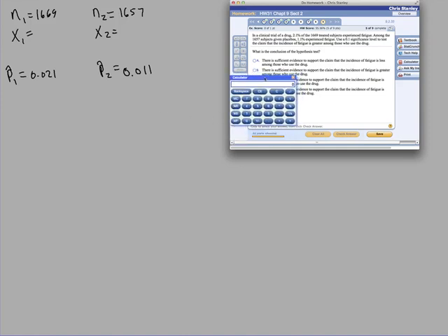Okay, so to find the first x, I do 1669 times 0.021, which is 2.1%, and 35. So I'll go ahead and just round normally to 35. Now I want to come over, let's clear that out, and I want to find my other number of successes, which is 1657 times 0.011.